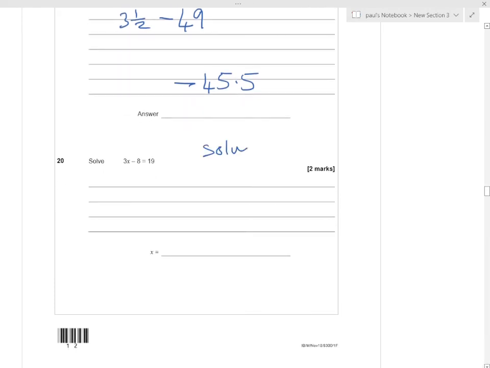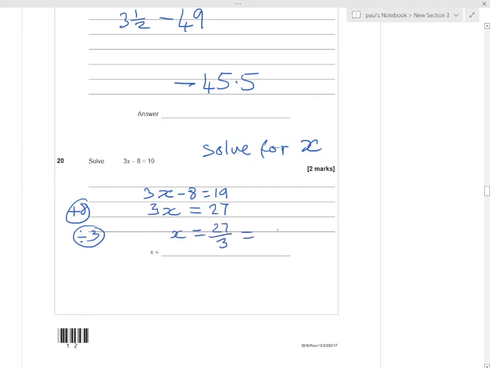Algebra, solve for x. Okay, 3x minus 8. So we've got 3x minus 8 equals 19. We've got to get rid of everything and leave x all on its own. So to get rid of the minus 8, we'll add 8. And you must do this to both sides. If you add 8 to the left, it disappears. Add 8 to this, you get 27. Now we've got 3 times x, so we do the opposite and divide by 3, which leaves x on that. And this is 27 divided by 3, which is 9.